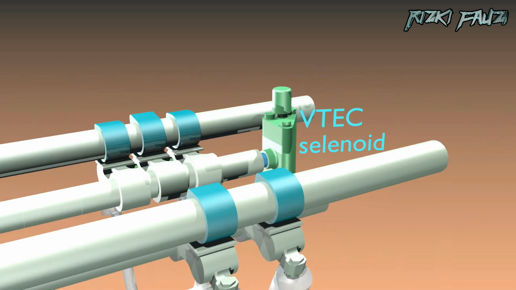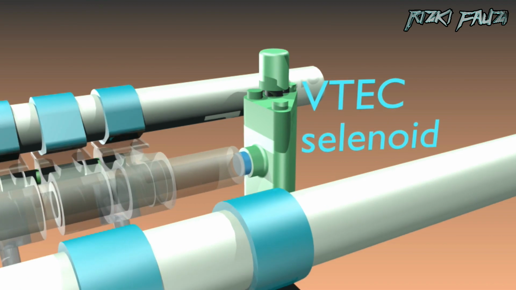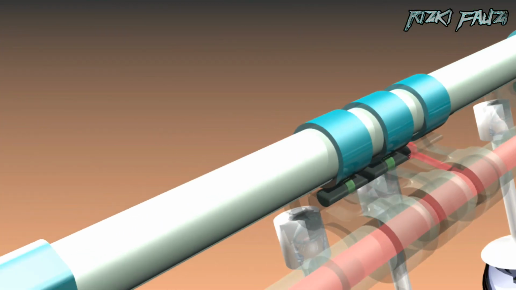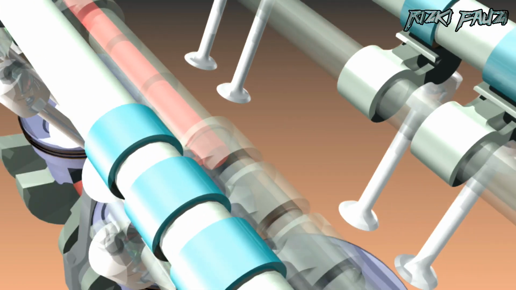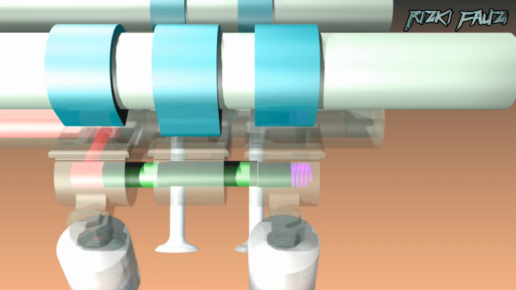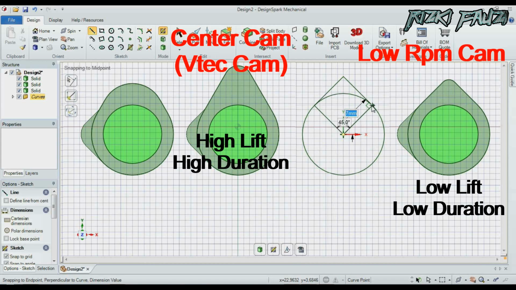With the VTEC mechanism, by calculating the engine RPM, load, and vehicle speed, an electronic actuator connected via a hydraulic line will push the locking pin on the primary rocker arm and push the pin on the middle rocker arm to lock the secondary rocker arm. The center cam has a higher lift profile and longer opening angle.